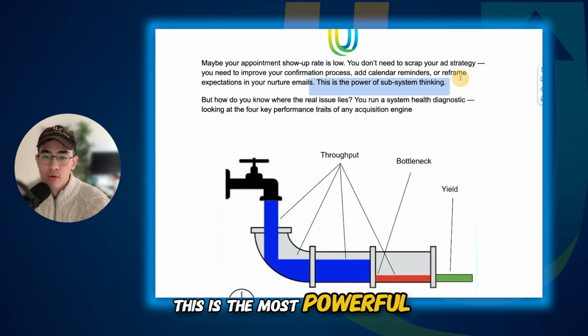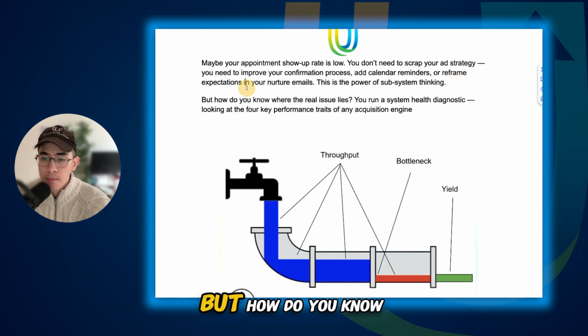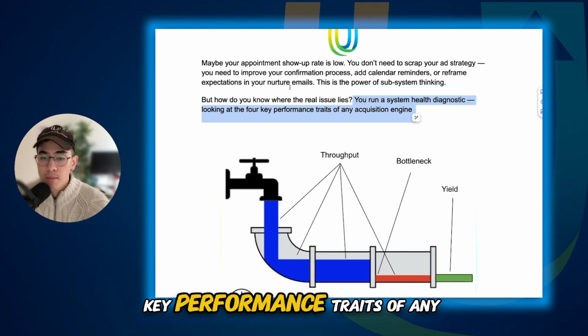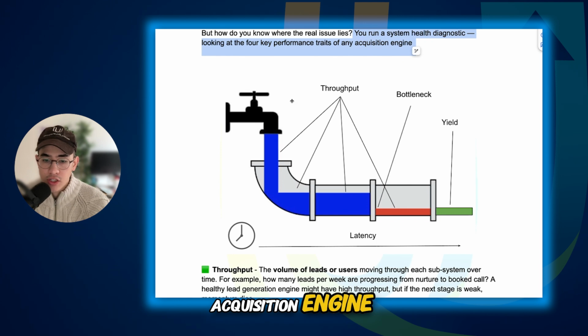This is the most powerful. This is the power of subsystem thinking. But how do you know where the real issue lies? You run a system health diagnostic test, looking at the 4 key performance traits of any acquisition engine.